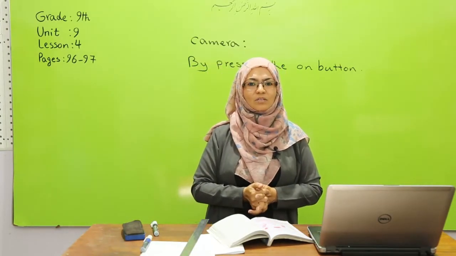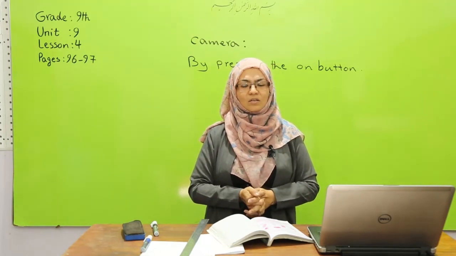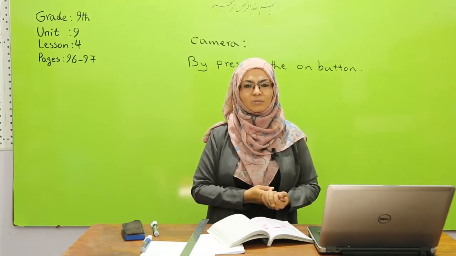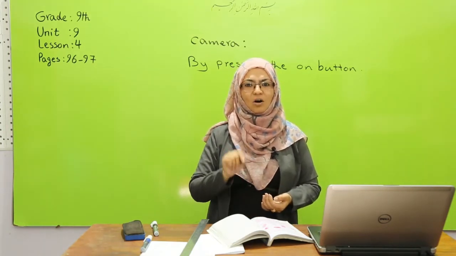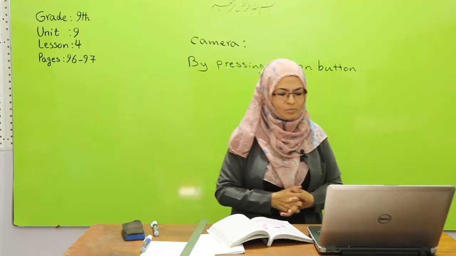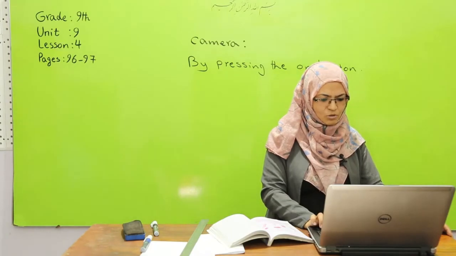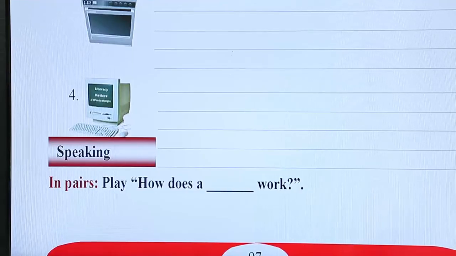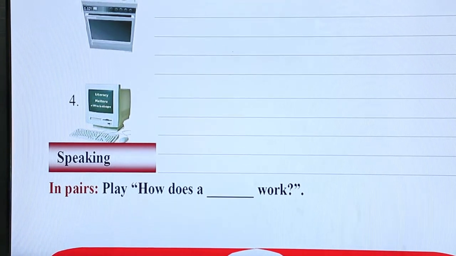For example, you can write down that we turn on a camera by pressing the on button. You can make a longer sentence. So in the next part we have a speaking. In pairs, play: How does a camera work? How does a computer work?